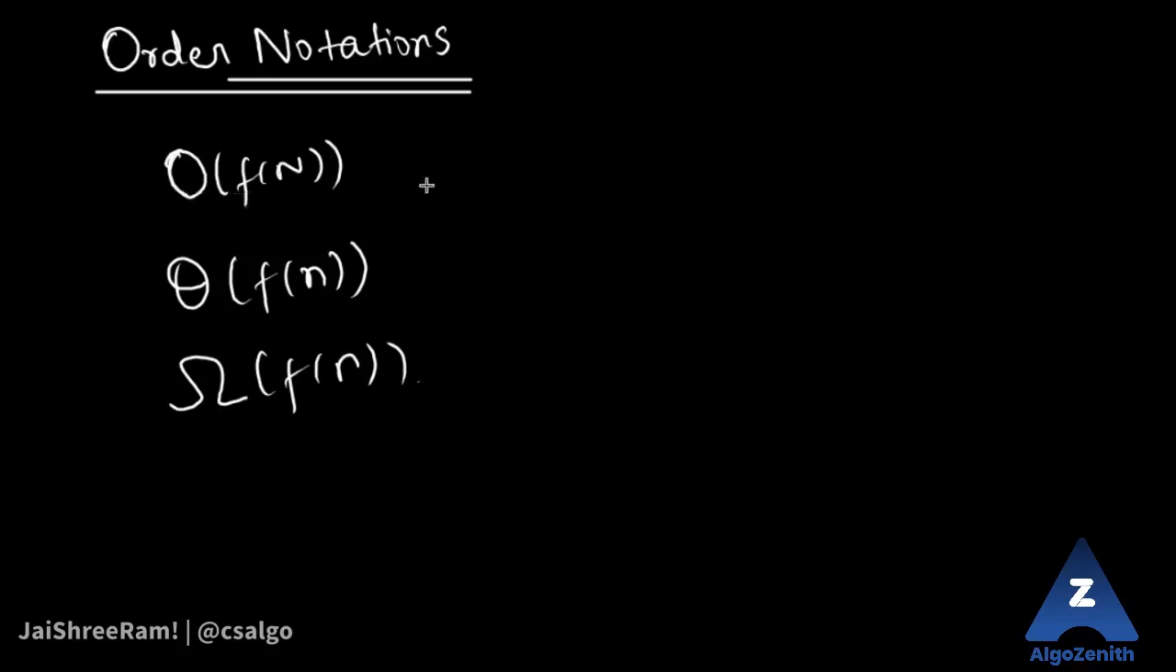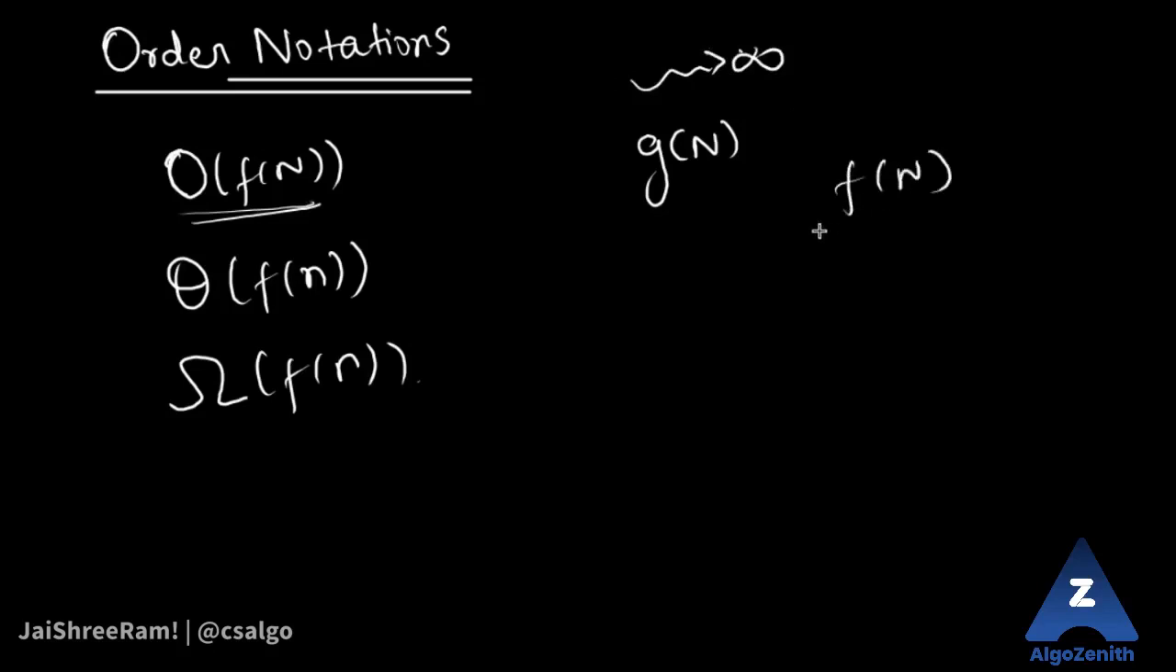So what does this big O mean? And this is the one that you would be seeing often. So big O means that whatever your complexity is, let's suppose your exact complexity is some g of n, right? Some function of n. Now big O of f of n in some terms means that as you go towards infinity, some constant times f of n is greater than or equal to g of n.